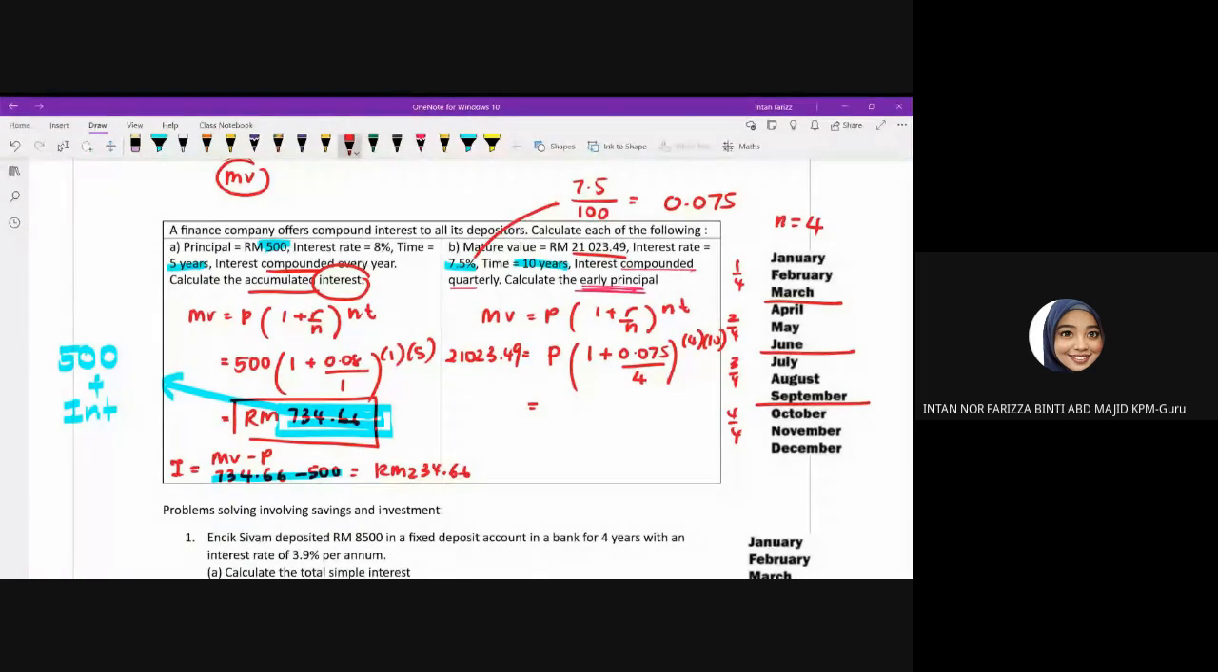So remember that this value is actually this one here, right? And this calculation is attached to P. So you have to write 2.1023P. Because the one that you calculated just now is for the brackets and the power. Don't forget to multiply with P. So this one you rewrite, 21023.49. So how do you find your P, girls? You have to divide both sides by 2.1023. So what's the P? Press the calculator.